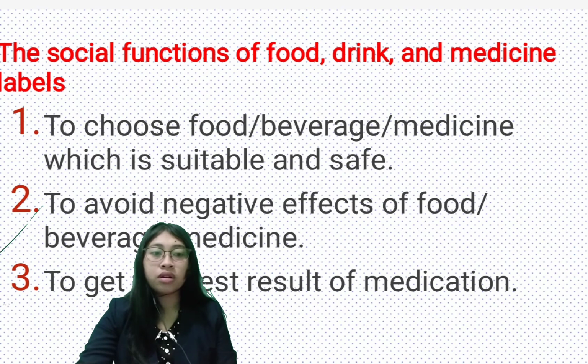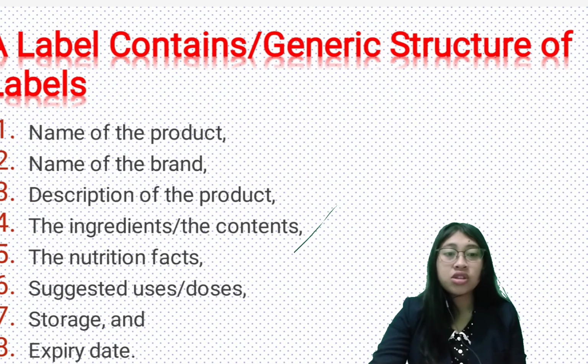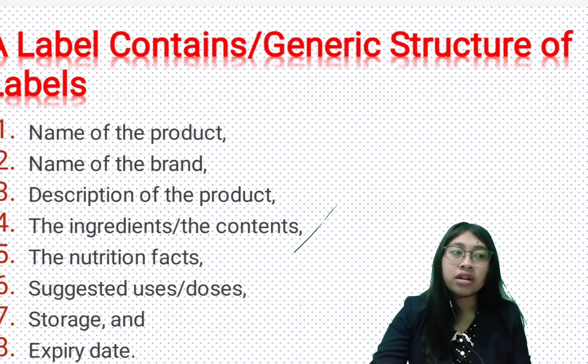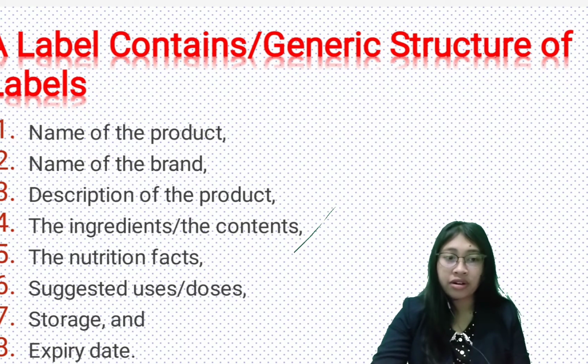Now, the generic structure of labels is the name of the product, the name of the brand, the description of the product, the ingredients or the contents of the product, and the nutrition facts in the product. Suggestions to use are the dose of the product, how to store it, and the expiry date.